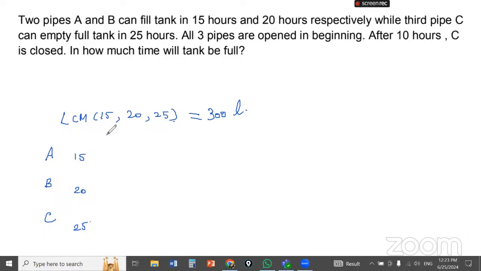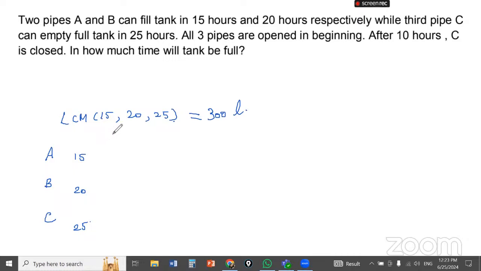Then how many liters will A fill in 1 hour? In 15 hours it fills 300 liters, so in 1 hour how much will it fill? Like that, you can find for A, B, and C. And for 10 hours, how much? For 1 hour, all the three are working together. Then we can find the remaining by subtracting those. The same thing. They got some answer.